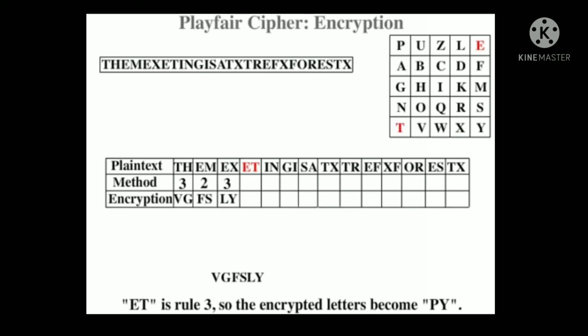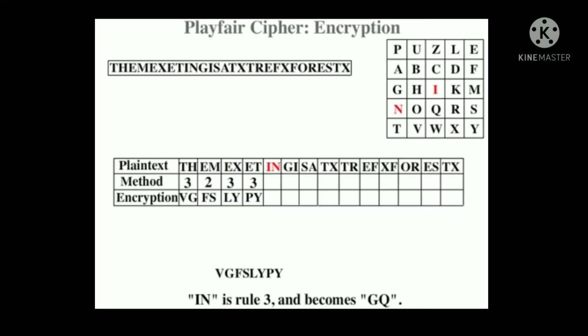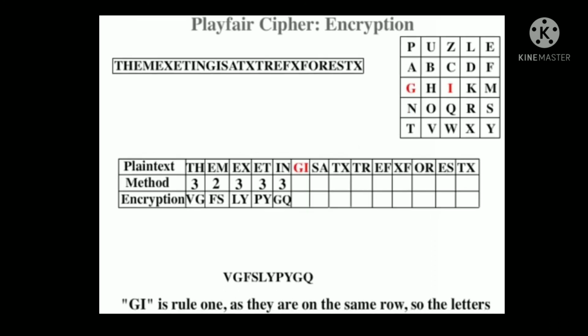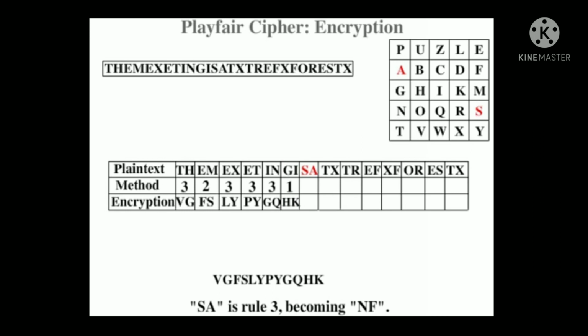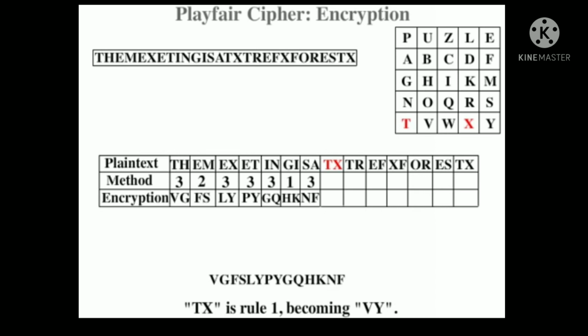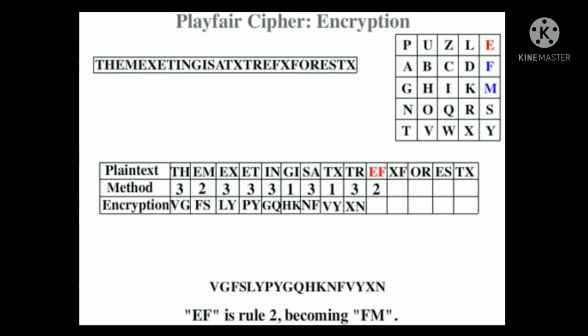ET is rule 3, so the encrypted letters become PY. IN is rule 3, becoming GQ. GI is rule 1 as they are in the same row, so the letters to the right, HK, are the encrypted letters. SA is rule 3, becoming NF. TX is rule 1, becoming VY. EF is rule 2, becoming FM.